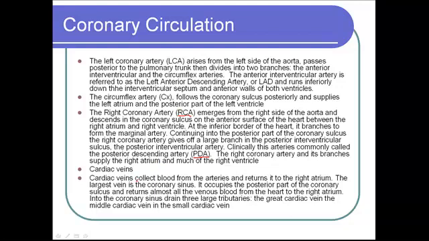As for the veins, the cardiac veins collect blood from the arteries and return it to the right atrium. The largest vein is the coronary sinus. It occupies the posterior part of the coronary sulcus and returns almost all the venous blood from the heart to the right atrium. Into the coronary sinus drain three large tributaries: the great cardiac vein, the middle cardiac vein, and the small cardiac vein.